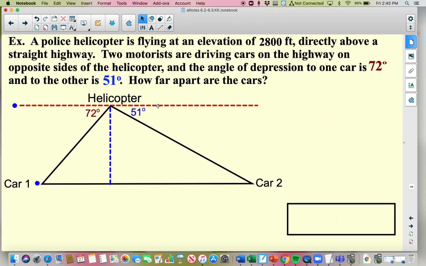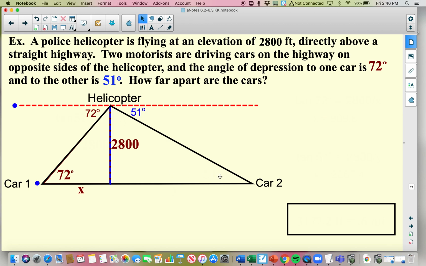Now, if you recall from geometry, when you have two parallel lines, red line and this bottom black line, two parallel lines cut by a transversal, then alternate interior angles are congruent. So if this is 72, then this angle here is also 72. Likewise, if this is 51, alternate interior, this is also 51. Okay, so I want to make sure you understand that before I take this picture any further. Also, the helicopter is 2,800 feet above, right? So if I fill in this angle, I just wanted to make sure you understood alternate interior angles. And that would be for car number 1.